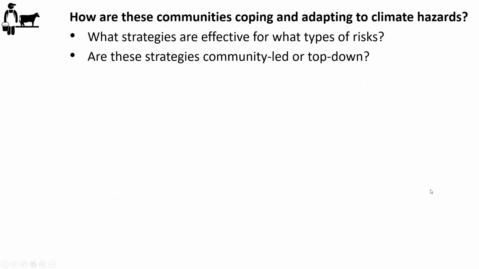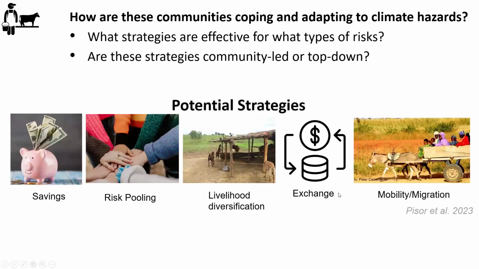And in terms of strategies for adaptation, we're trying to see how communities are adapting. There are various different adaptation strategies, from risk pooling to diversification of livelihood and diversification of food sources, to changes in mobility patterns. We're trying to understand what different strategies people are using, how they're learning these strategies, and whether these strategies are community-led or top-down, being brought in by organizations and governments.